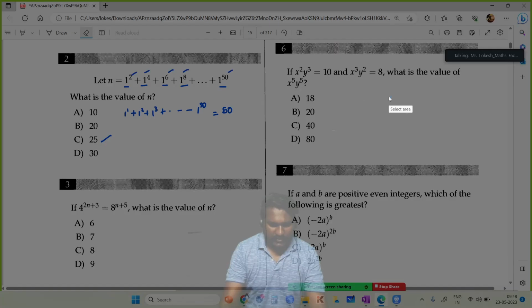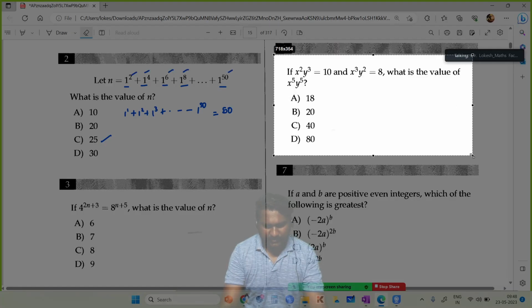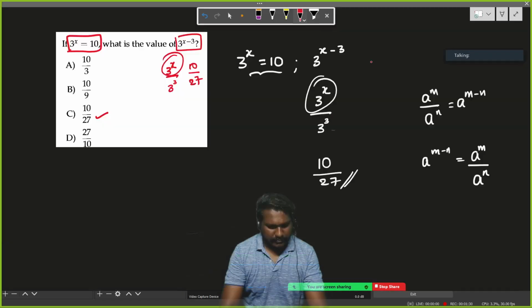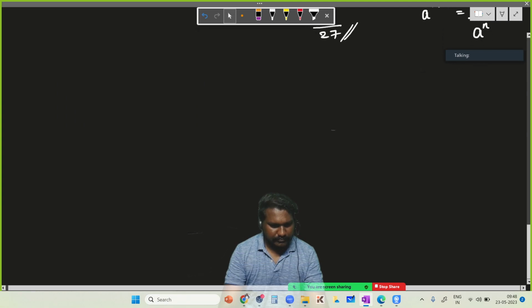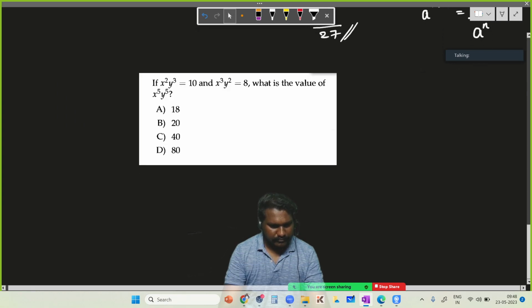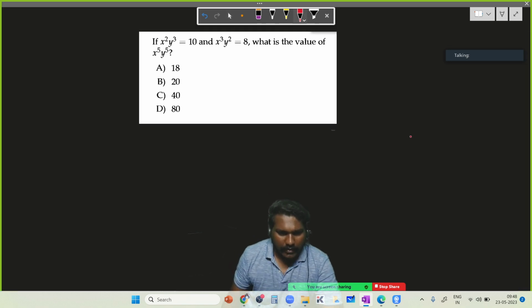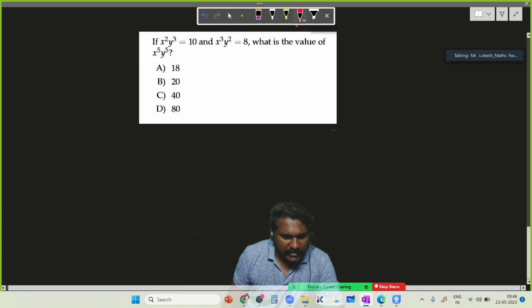Right, so we got an interesting question here. Given that x square y cube is equal to 10 and x cube y square is equal to 8, what is the value of x power 5 into y power 5?